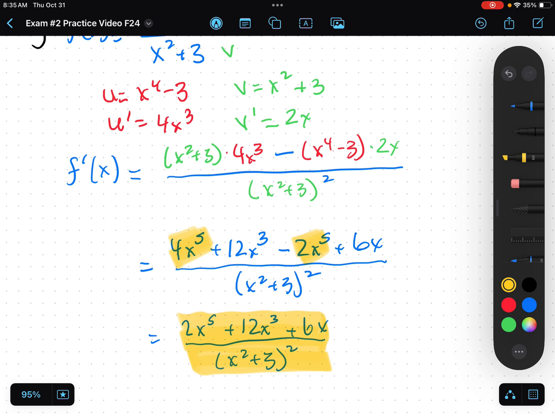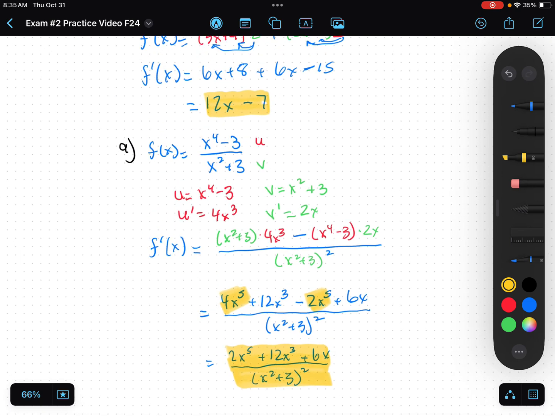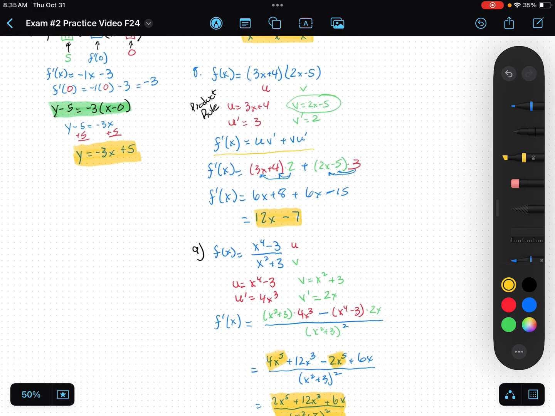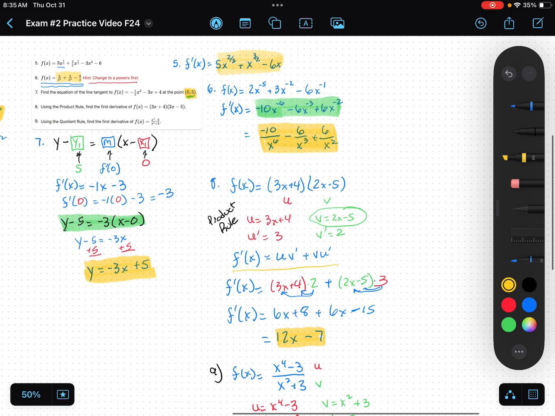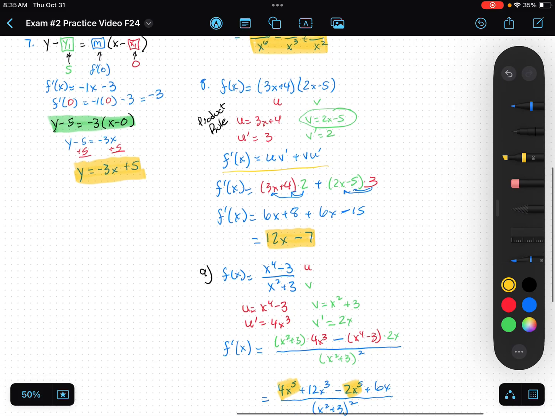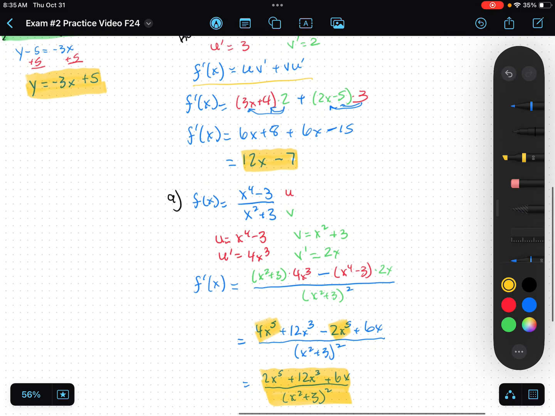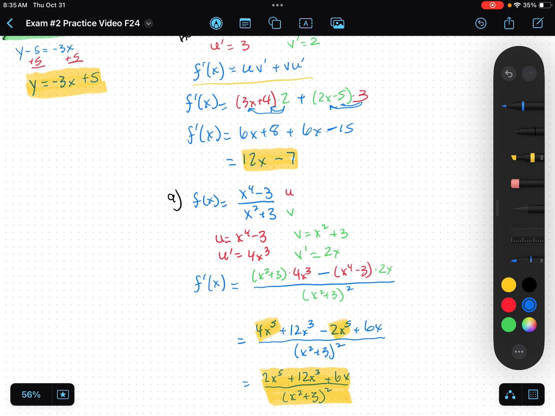I'm going to zoom out here so we can see the big picture of the problems that we worked on. So we went through 5 and 6, where we were just doing power rule stuff. For 7, we found the equation of the tangent line, and then for 8 and 9, we used the quotient rule for number 9 and the product rule for number 8. I'm just going to label this quotient rule so we have that in our notes.